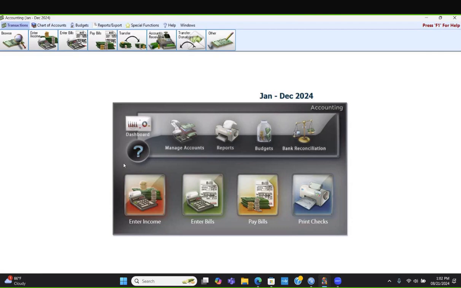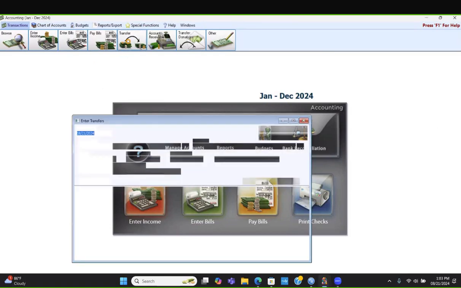So transfers are found by going up to transactions in the upper left corner. It opens by default. Below that, we've got browse, enter income, enter bills, pay bills, transfer just to the upper left here. Let me get out my drawing tool, and I'm going to point right up here to transfer. There's our transfer page. That is where you access the transfers. So we're going to go on to that.